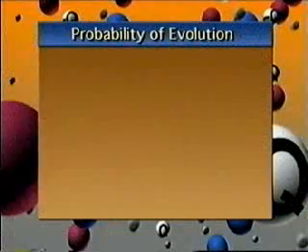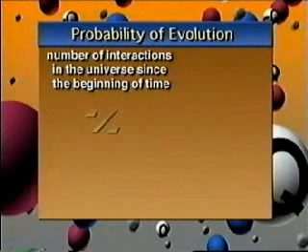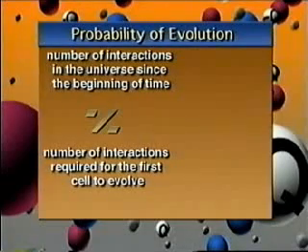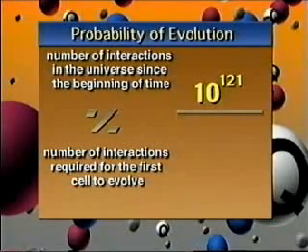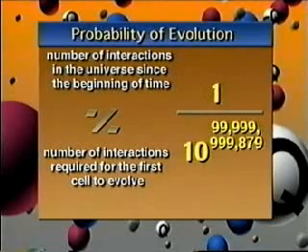So you can look at the probability of evolution by taking the total possible number of interactions and dividing that by the number of interactions necessary to realistically create the first reproductive cell. So if you take 10 to the 121st power and you divide it by 10 to the 100 billionth power, that equals basically 1 over a huge, huge number.